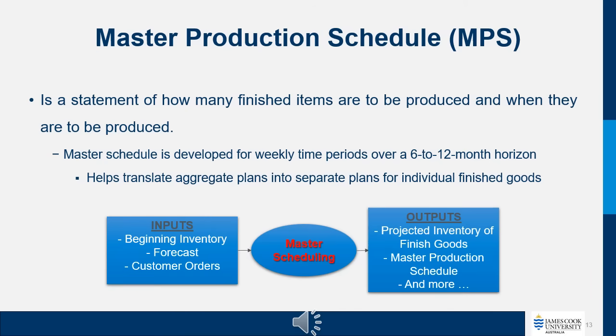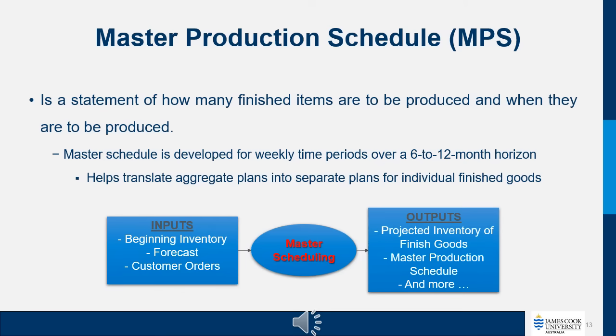The MPS is typically developed on a weekly basis and covers a time horizon of 6 to 12 months. It takes into account factors such as customer demand, production capacity, inventory levels, and lead time. By considering these variables, the MPS aims to ensure that the right amount of finished goods is produced at the right time to meet the customer requirement while optimizing resources and minimizing costs.